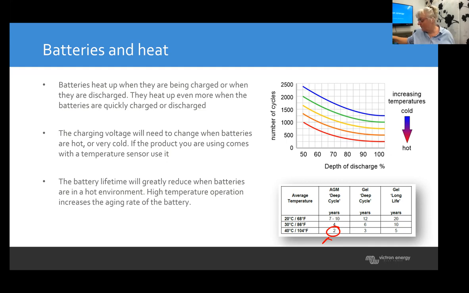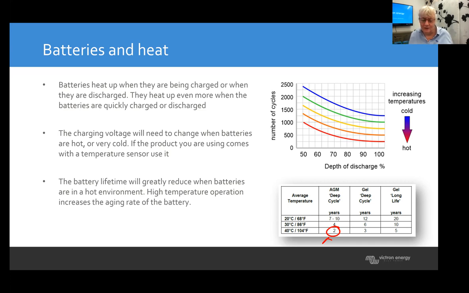So use, if this is a BMV temperature sensor, but if your unit came with a temperature sensor, use it, especially for lead acid. Lithium has other problems, and I'll talk about it in the lithium presentation, but with lead acid, also another thing is when the batteries get hot, you need to change the charge voltage. So the hotter the battery is, the lower the voltage should be, and vice versa as well.